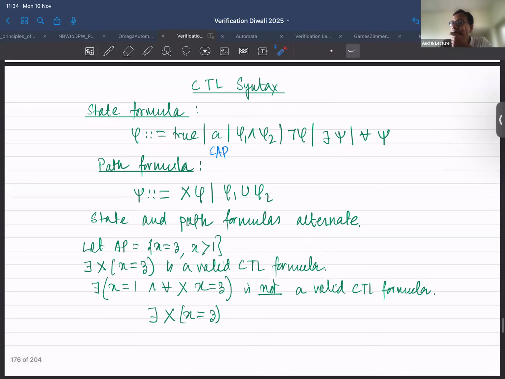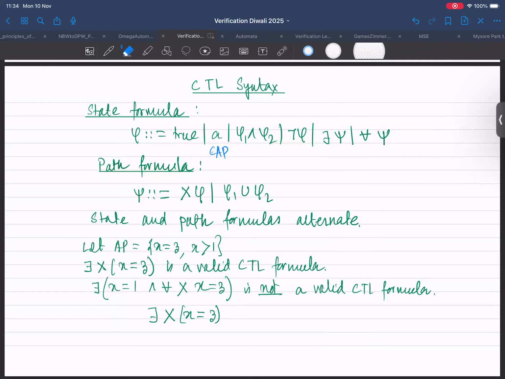Okay, so the syntax of CTL, we had the state formula as well as the path formula. So are you all able to hear me properly? Yes, sir. Okay, good. If you have any difficulty in hearing, just stop me and let me know.